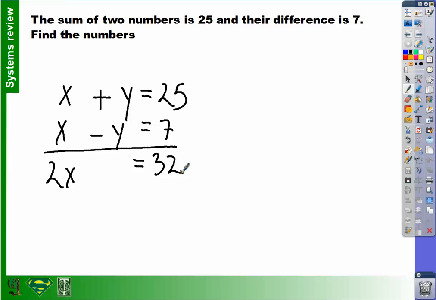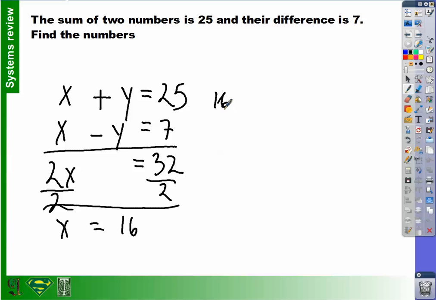Great. What am I going to do to both sides to get the x by itself? Divide by 2. So I get x is equal to 16, which is what we said in the first place. So then let's plug that in here. So if x is 16, we have 16 minus y is equal to 7. Well, 16 minus what is 7?